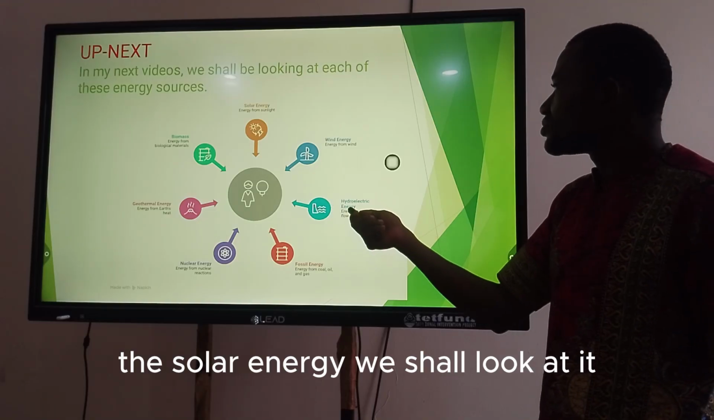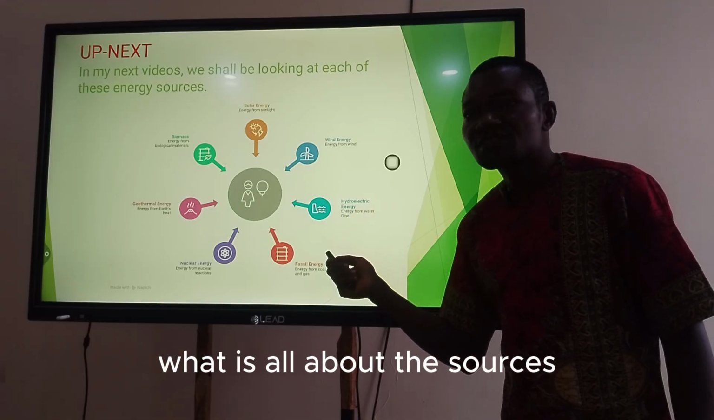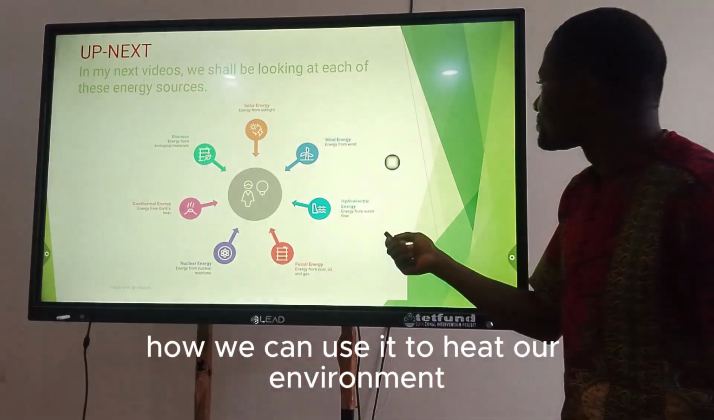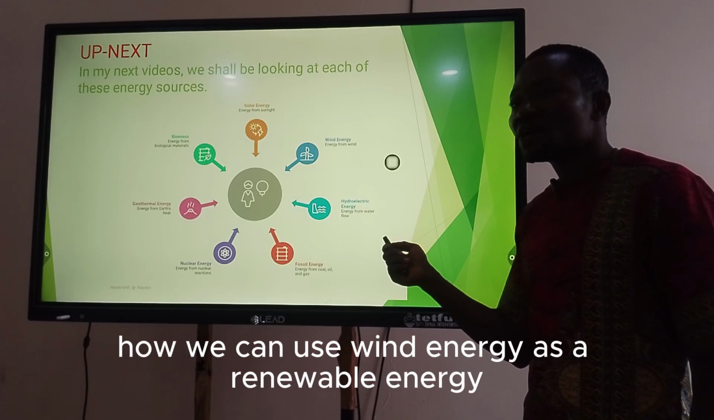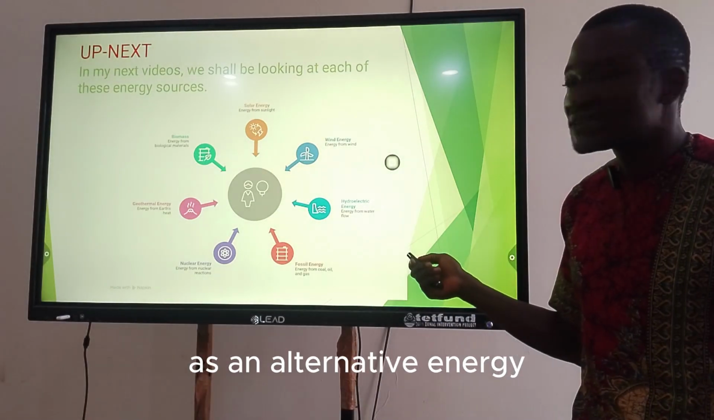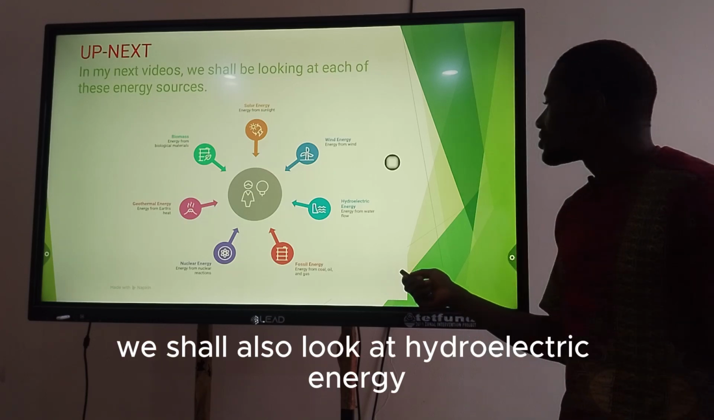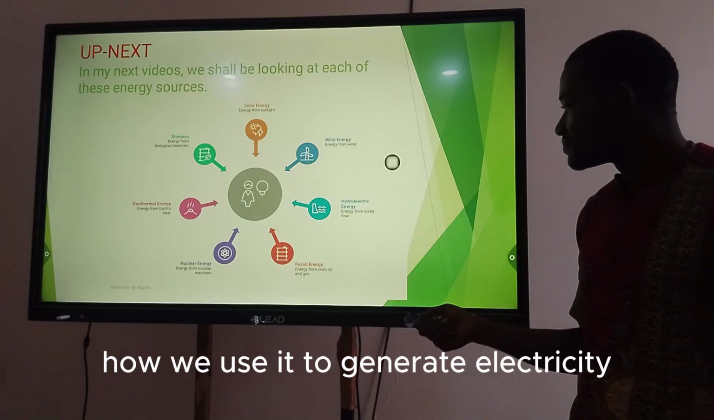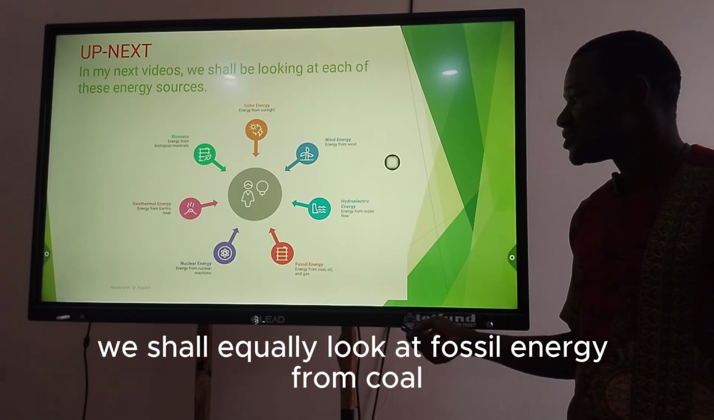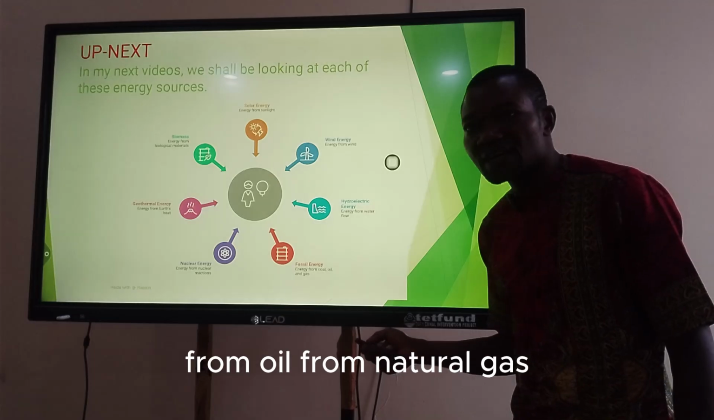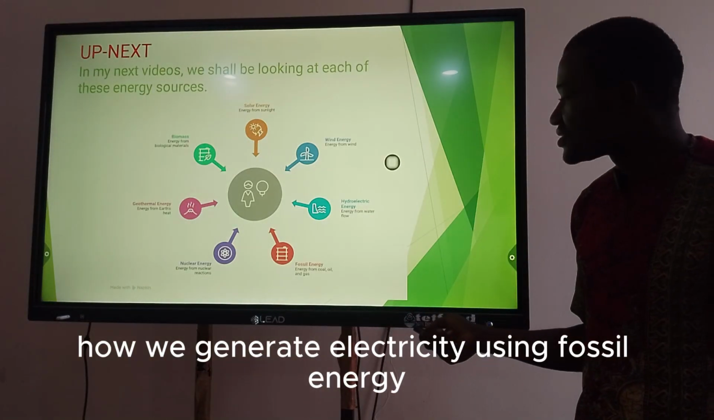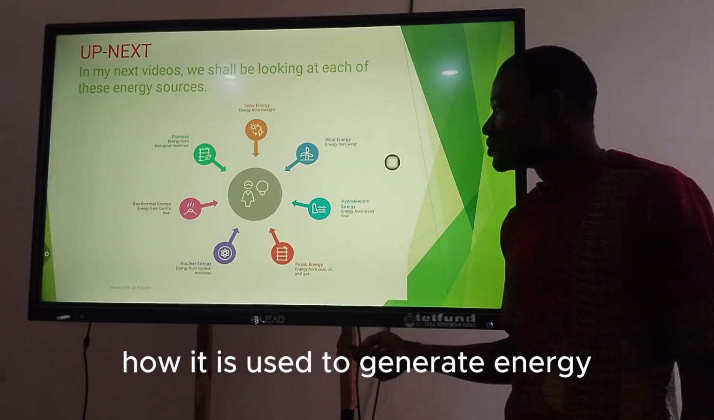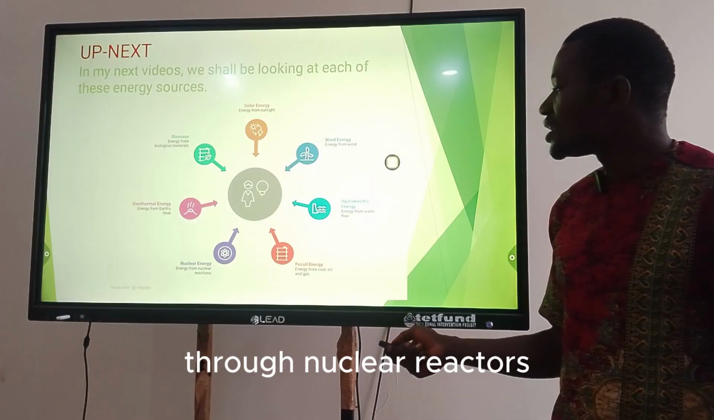In our next video, we shall be looking at each of these energy sources. The solar energy, what it's all about, the sources, how we can use it to generate electricity, how we can use it to heat our environment. We shall also look at wind energy, how we can use wind energy as a renewable, alternative energy. We shall also look at hydroelectric energy, how we use it to generate electricity. We shall equally look at fossil energy, from coal, from oil, from natural gas, how we generate electricity using fossil energy.